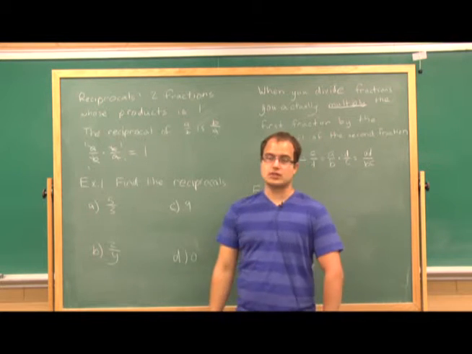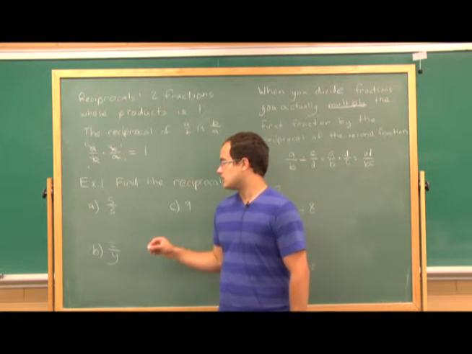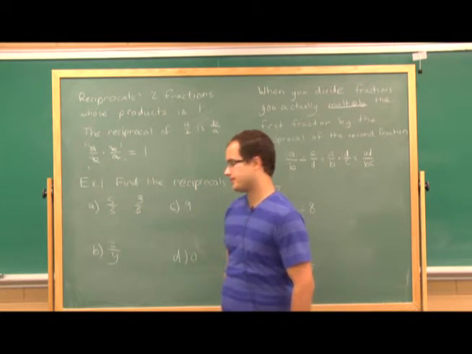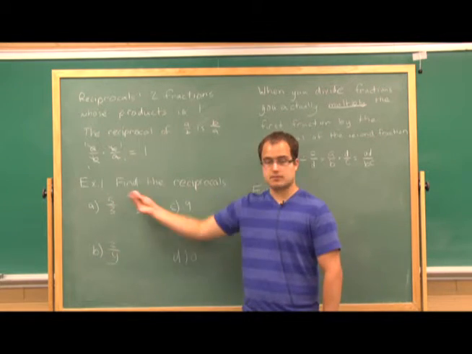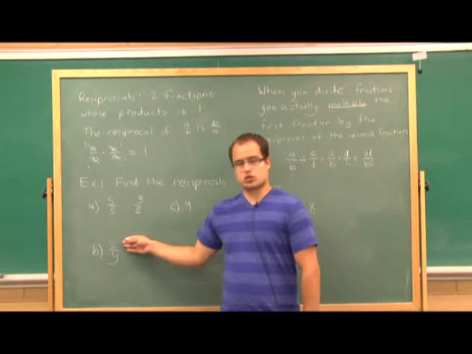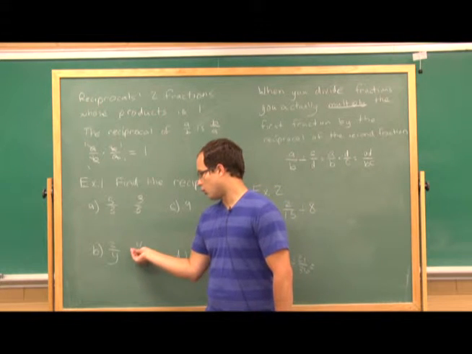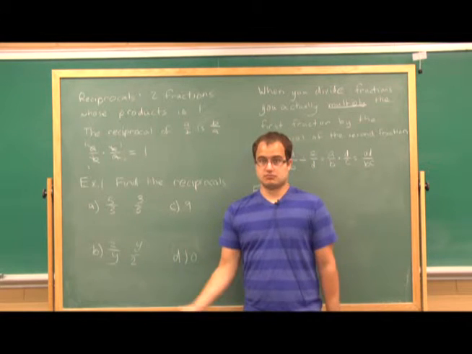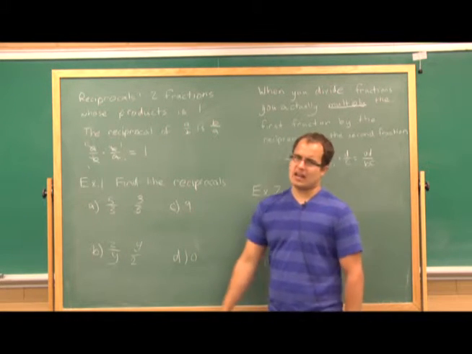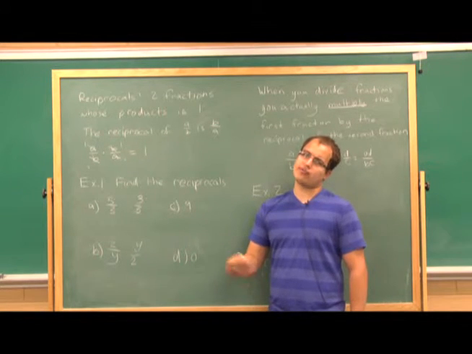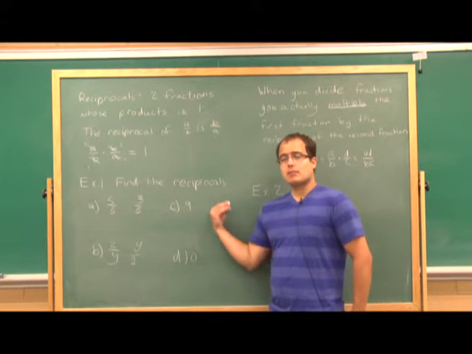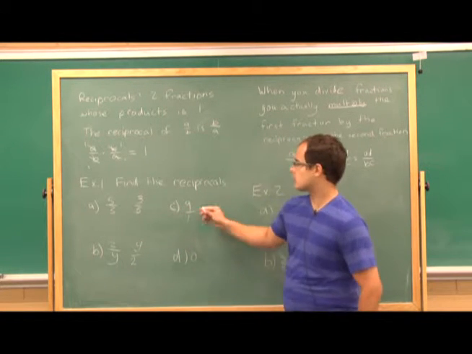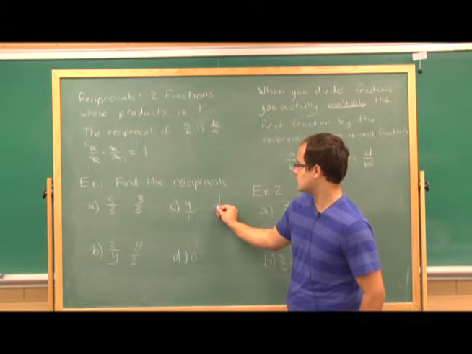So example 1, find the reciprocals. Well, 5 over 3, the reciprocal would be 3 over 5. You just flip it. The reciprocal of 2 over y is y over 2. Just flip it. Now 9. How do I flip that when there is no fraction? There's nothing to flip. Remember before how I said when we have a whole number, it's the same as having it over 1. So the reciprocal of 9 is 1/9.